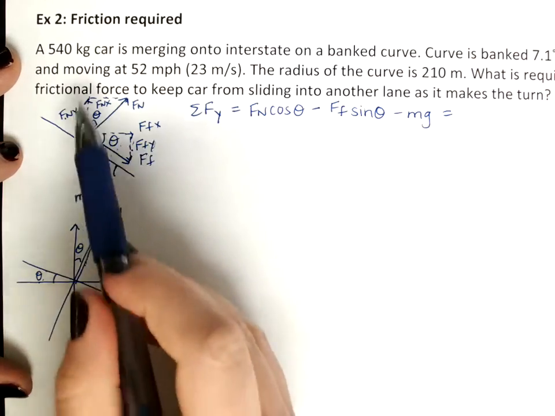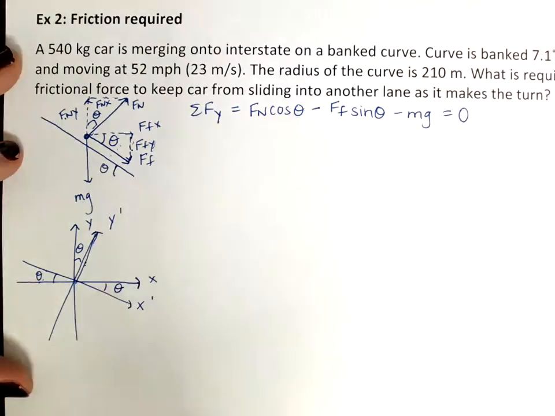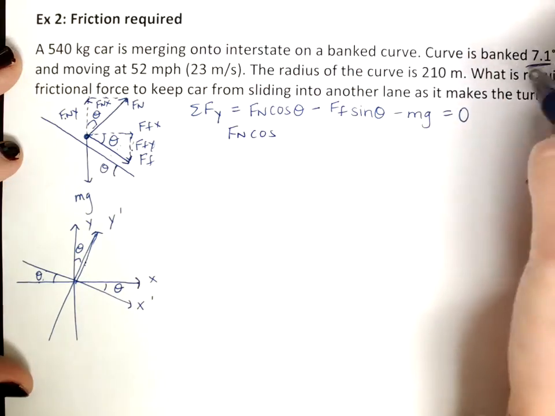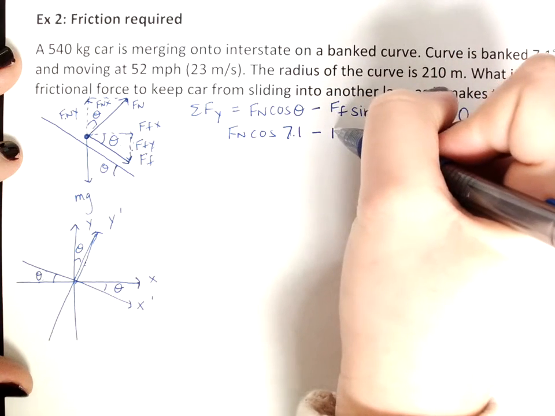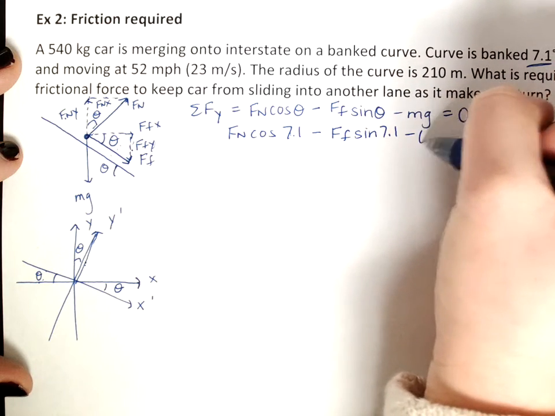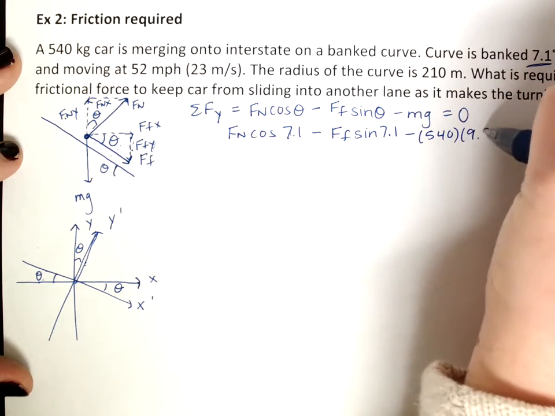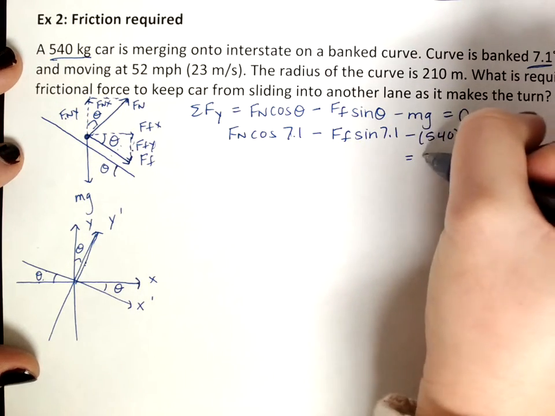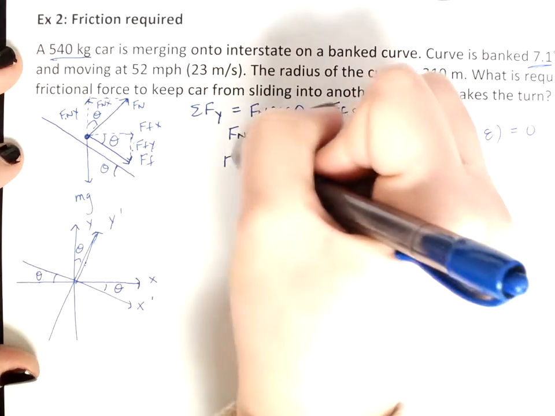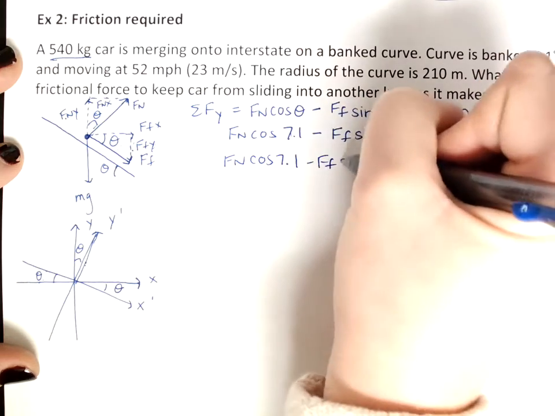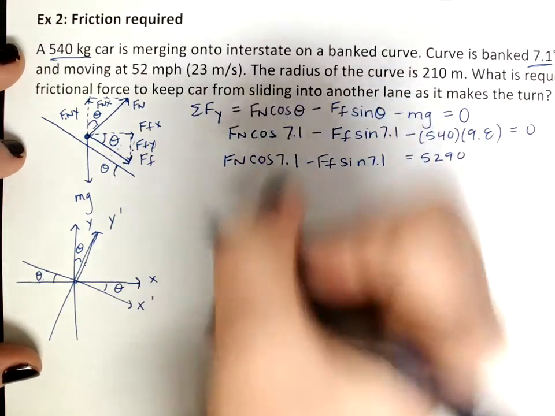And since our car is not accelerating in the y direction, that's going to equal 0. Let's go ahead and plug in our givens. Fn cosine, and our angle in this case was 7.1, minus F of friction sine 7.1, minus 540 times 9.8, that was our mass, equals 0. Okay, we can multiply 540 times 9.8, you get 5,290. So you're left with Fn cosine 7.1 minus force of friction sine 7.1. Okay, that's going to be a key equation.